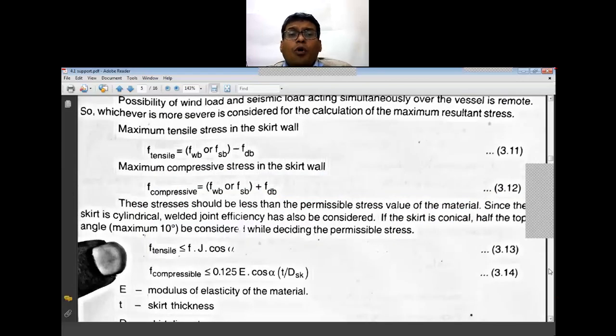Now, the possibility of wind load and seismic load acting simultaneously is very rare. So, out of these, whichever is more is to be taken for your calculation. That is FWB or FSB, that is, the stresses because of the wind load at the bottom or the stresses because of the seismic load at the bottom. Out of these two, the maximum is to be taken into account for your calculation purpose.